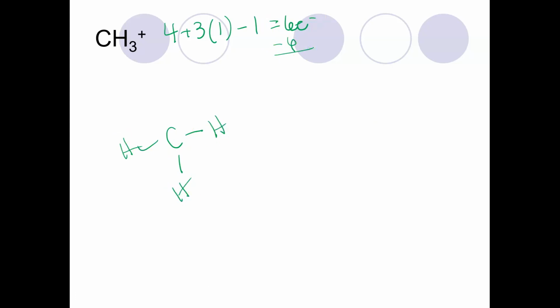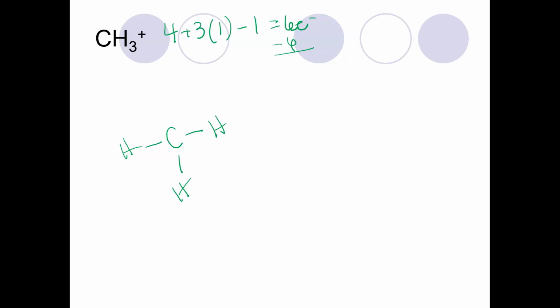CH3 plus. Oops, nope, wrong. Carbon is 4. 3 hydrogens. And then it's going to be -1 because of the positive charge. Positive charges meaning they've lost an electron. So this only has 6 electrons. Carbon's in the middle. And I've actually used all 6 electrons so far. So that's my Lewis structure. Now it looks weird, but that's all I can do.